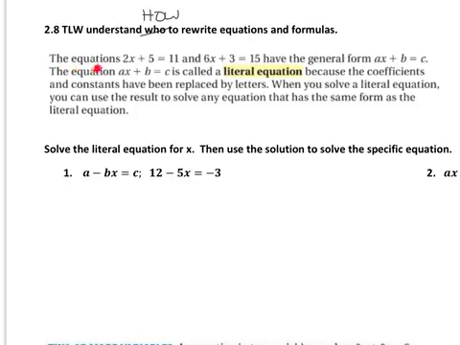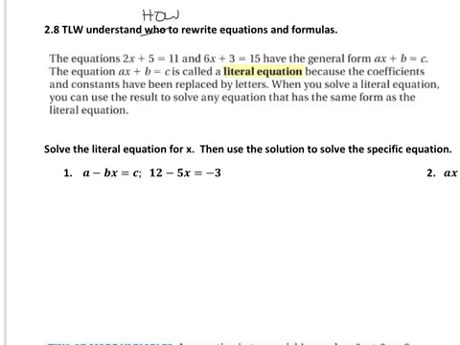The equations 2x plus 5 equals 11 and 6x plus 3 equals 15 have general form of ax plus b equals c. The equation ax plus b equals c is called a literal equation because the coefficients and constants have been replaced by letters. When you solve a literal equation, you can use the result to solve any equation that has the same form as the literal equation. Okay, it says solve the literal equation for x, then use the solution to solve the specific equation.